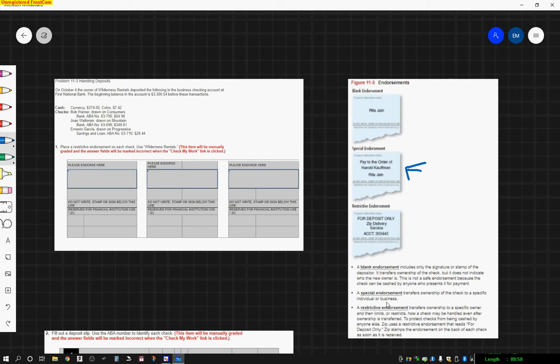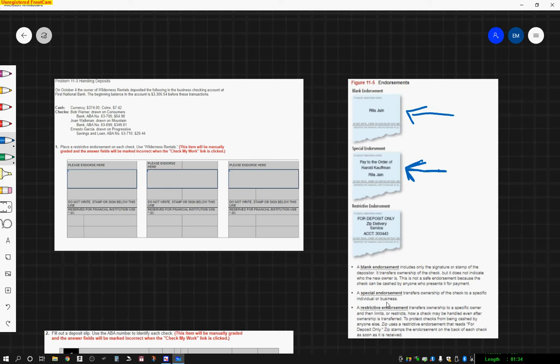And a restrictive endorsement, which is typically what you have when you're in business. It's a stamp. You're not signing anything. A restrictive endorsement transfers the ownership from a specific owner to a specific owner, and then limits and restricts how the check can be handled after the ownership is transferred. It protects the check from being cashed, so you can't run to the bank and cash it. With a special endorsement, you can. Certainly, with a blank endorsement, you can.